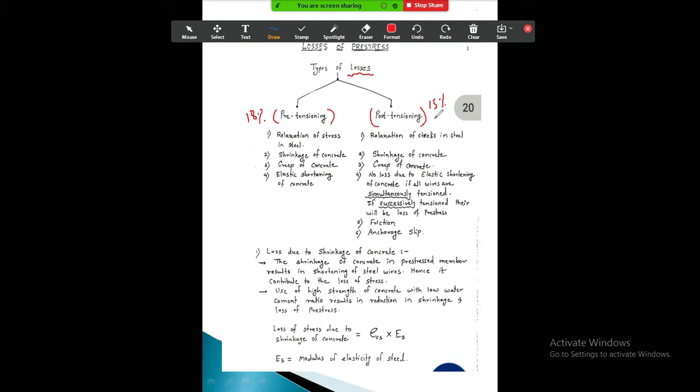So we will see the losses one by one. You can zoom into the screen from your mobile.